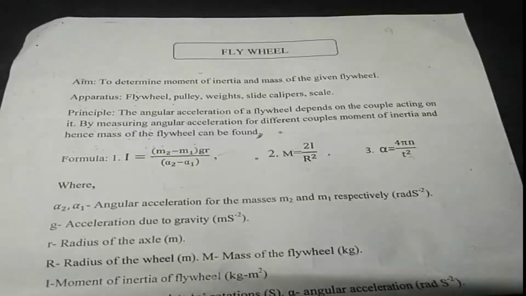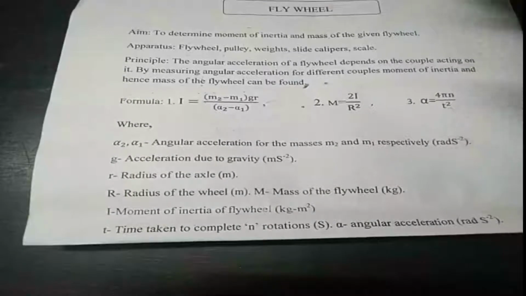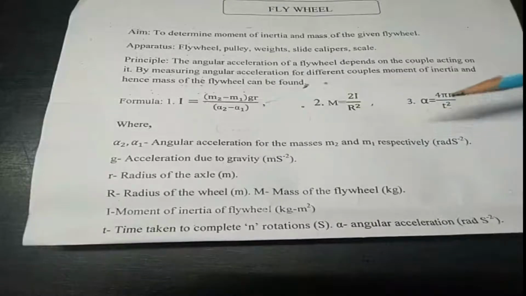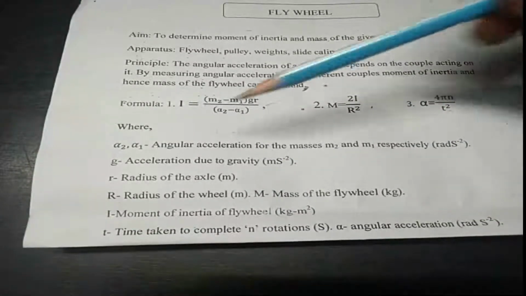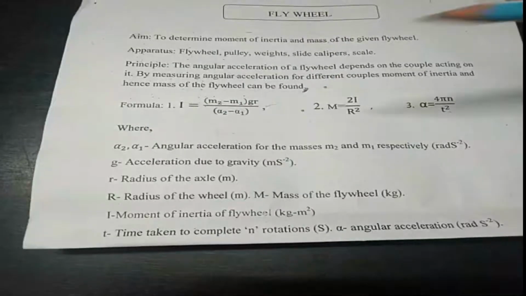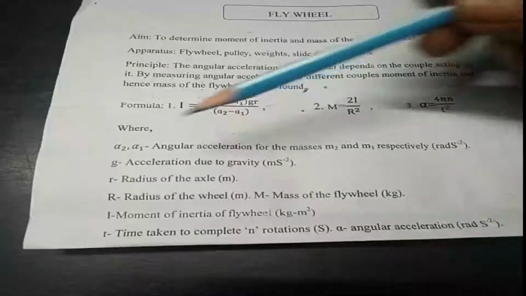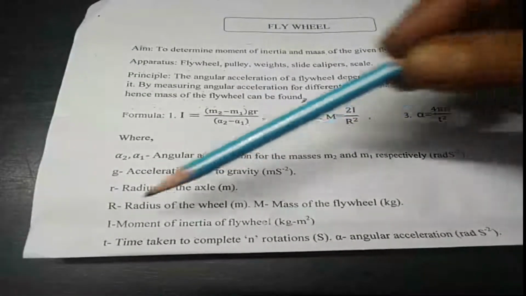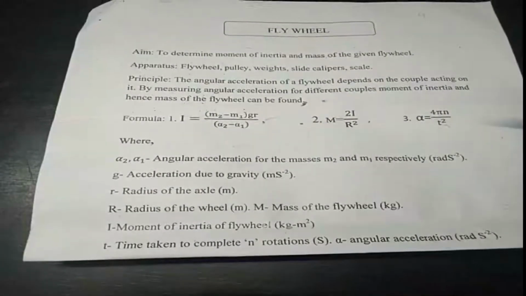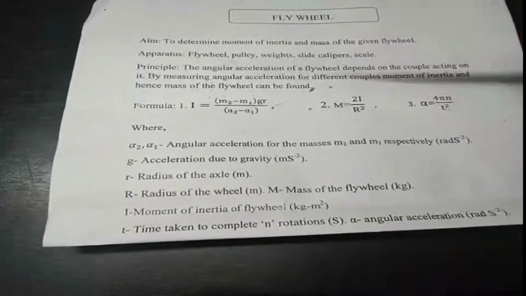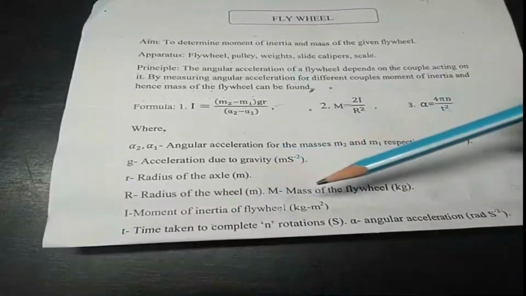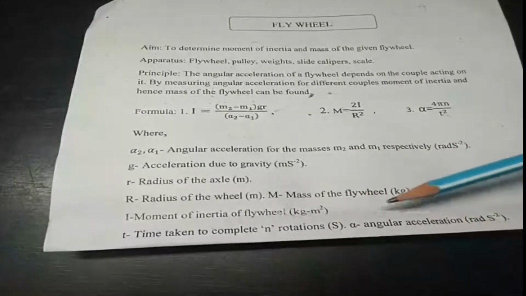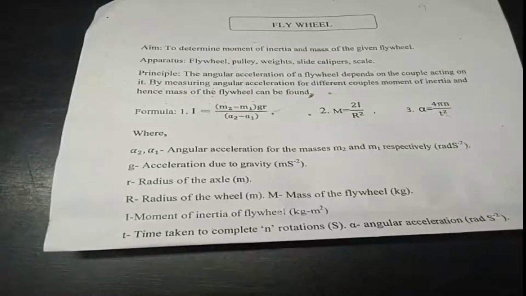Now what are the parameters used in the experiment? Alpha 1, alpha 2 are angular accelerations for the masses m2 and m1 respectively, measured in radians per second square. g is the acceleration due to gravity, small r is the radius of the axle, capital R is the radius of the wheel, capital M is mass of the flywheel, and I is moment of inertia of the flywheel. Small t used in the formula is time taken to complete n number of rotations, measured in seconds. Alpha is measured as the angular acceleration in radians per second square.